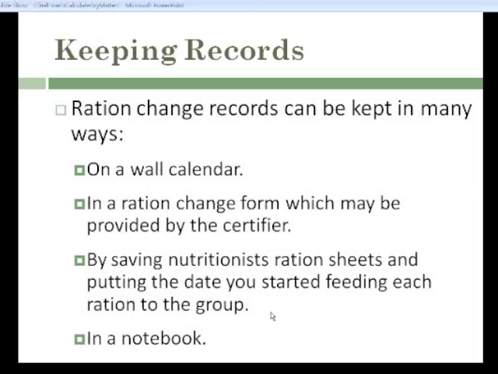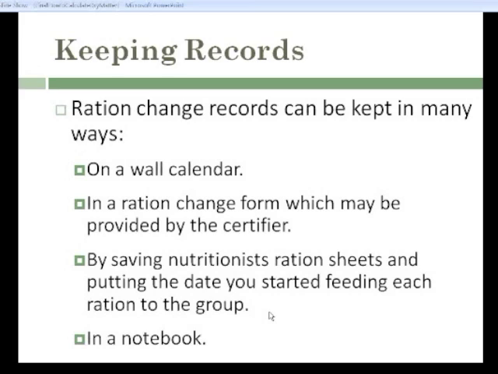And then for those of you working with a nutritionist, the nutritionist's ration sheets, you can just save those, put the date on them, write which group you were feeding them to, and you might also want to write the number of animals that were in the group at the time that you were feeding that ration. The important thing with these ration sheets is if you're feeding more or less than the nutritionist is recommending, you need to keep the record of what you're actually feeding.